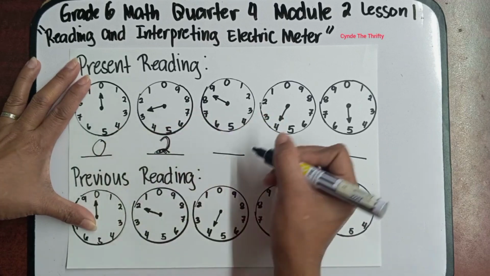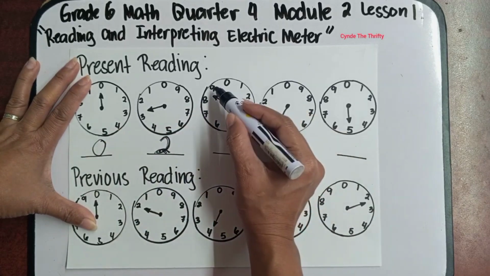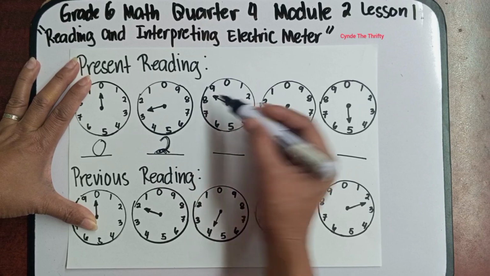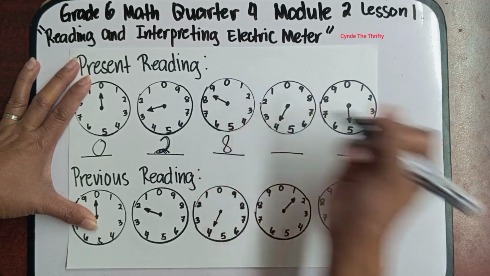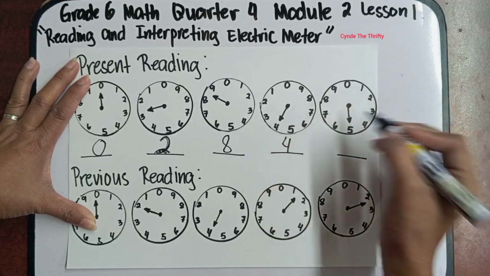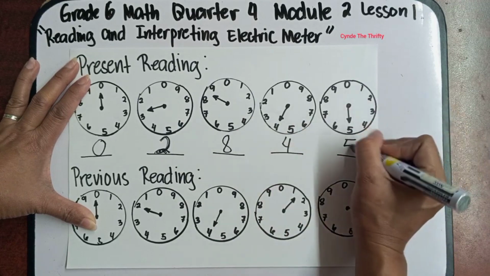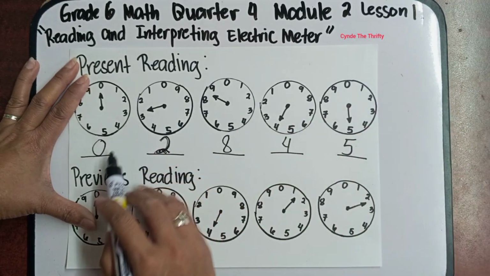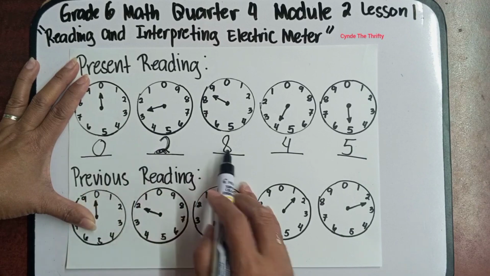2. And then, ang third dial is between 8 and 9. Ang rule is ang maliit ang isulat. So, 8 ang isulat natin. And the next is 4. And last is 5. So, ang reading natin sa present reading is 0, 2, 8, 4, 5.